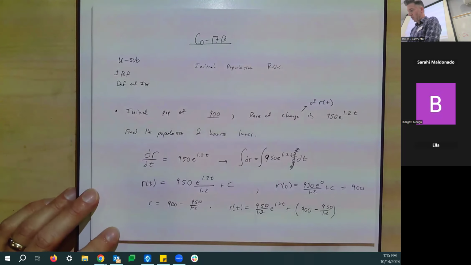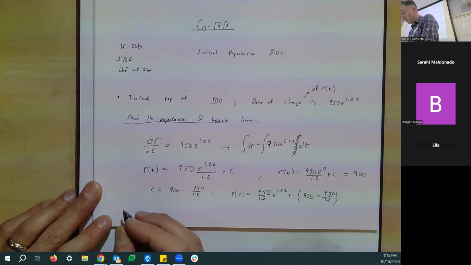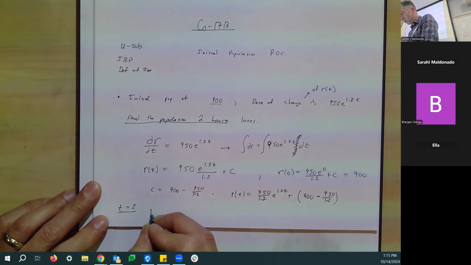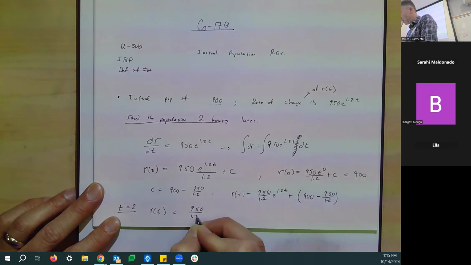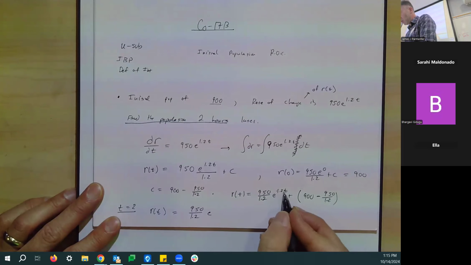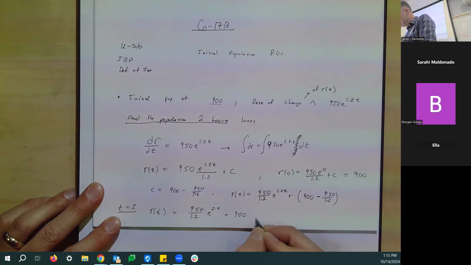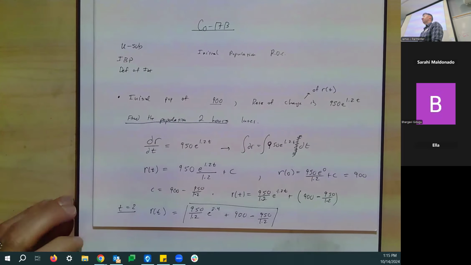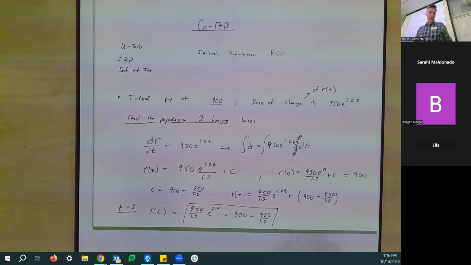To answer the actual question, which is to find the population 2 hours later, we just plug in 2 for t and get R of 2 equal to 950 over 1.2 times e to the 1.2 times 2, which is 2.4, plus this trash over here. Then you throw that all into a calculator and get some disgusting answer. I don't know why WebWork likes to give you such awful numbers sometimes, but it does. So such is life.